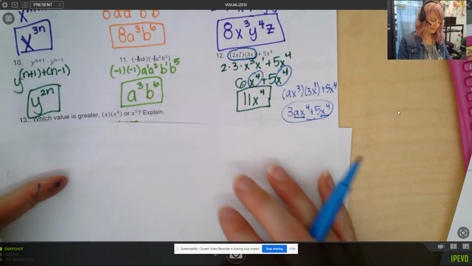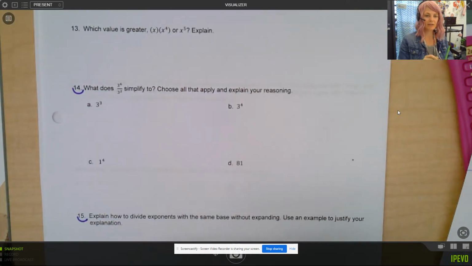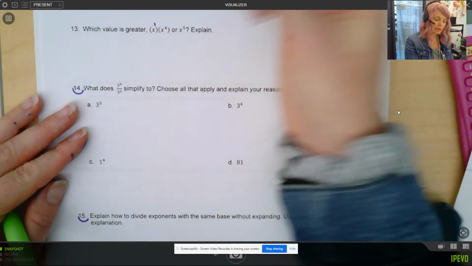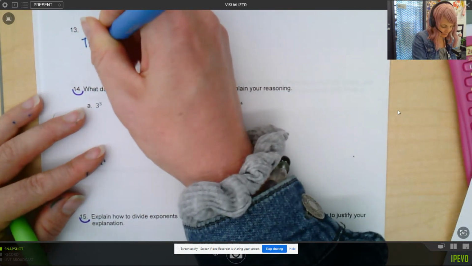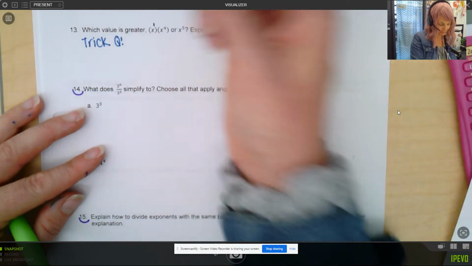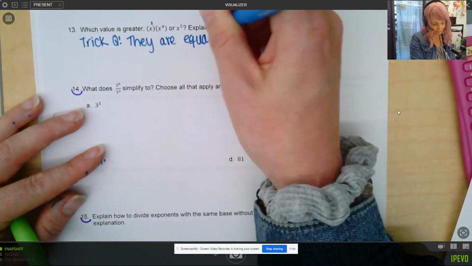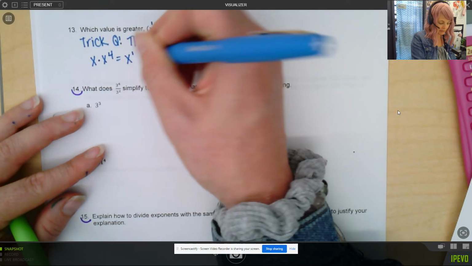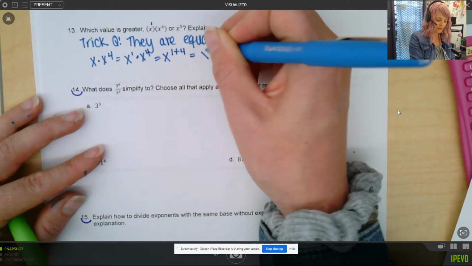Okay, so 13 asks you which value is greater, x times x to the fourth or x to the fifth? Explain. Which one do we think is greater? Which one's more? Remember, this is x to the first. So which one do you think is greater? You're right. Trick question. They are equal. X times x to the fourth is equal to x to the first times x to the fourth, which is equal to x to the 1 plus 4 using the product of powers, which is x to the fifth power.